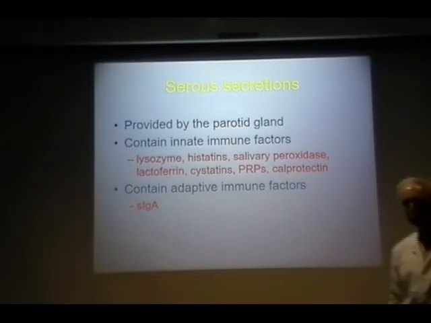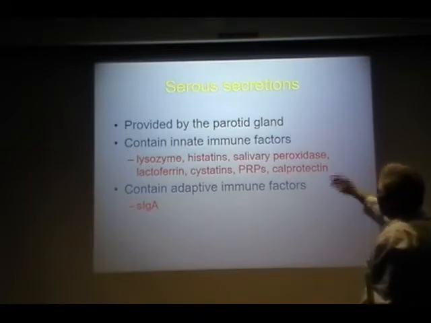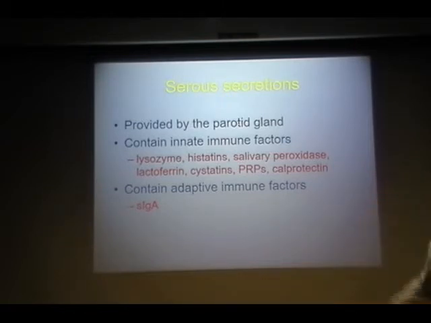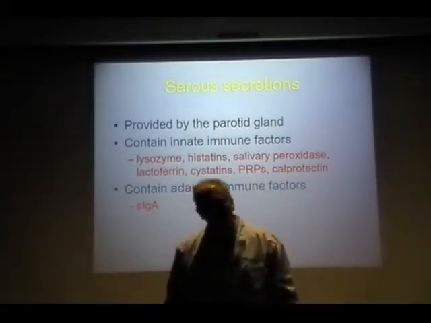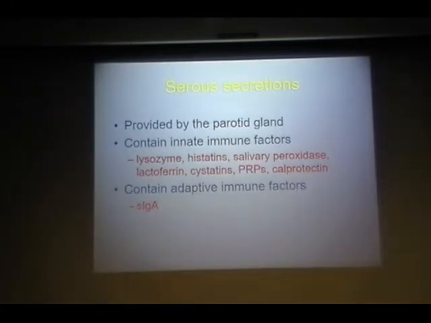Serosecretions. It's exclusively provided, well, no, that's not true. The other salivary glands have some serous acini in them, but primarily the parotid gland is where the serous secretions predominantly come from. And what's interesting is that the parotid acini contain cells that release lysozyme, histatins, salivary peroxidase, lactoferrin, cystatins, proline-rich peptides. I didn't talk about this, calprotectin. I'll talk about it in regards to antimicrobial peptides, because it is one of those. It also is a place where secretory IgA gets released, because there are B cells that become plasma cells when activated in the vicinity of the acini, and they release these IgAs into the saliva. So they're primarily those secretions.